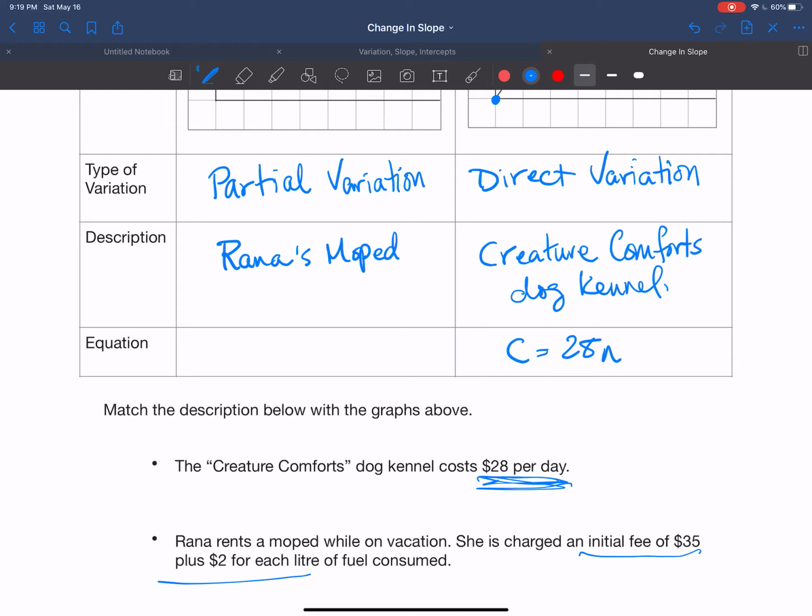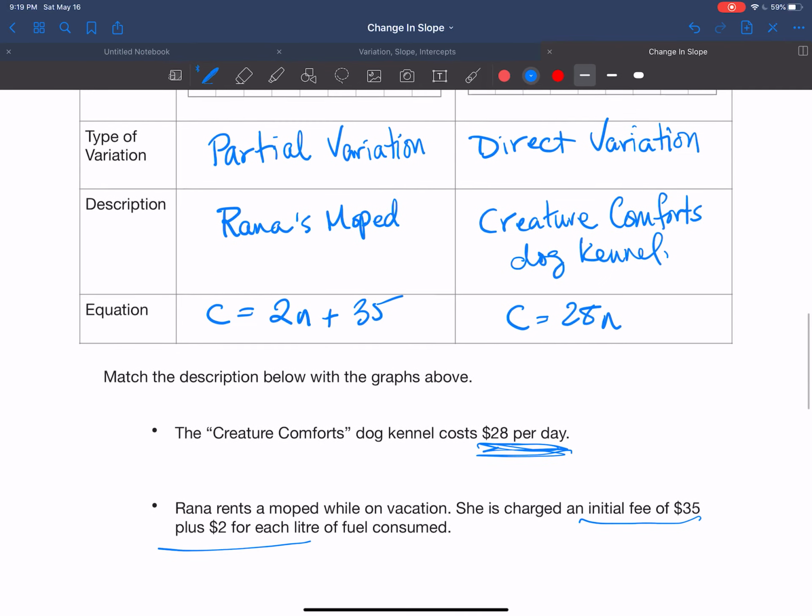For Raina's moped, she's charged an initial fee of $35 plus $2 for each liter of fuel. So the cost would be $2 for every liter of fuel plus the $35 that she started with, the initial fee. So I'm not multiplying that by anything because it's just a one-time fee. It doesn't matter how many liters of fuel she uses or anything. That's just the one-time fee of $35. And then we add $2 for every liter of fuel. So that's direct versus partial variation.